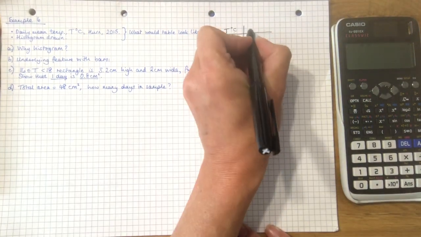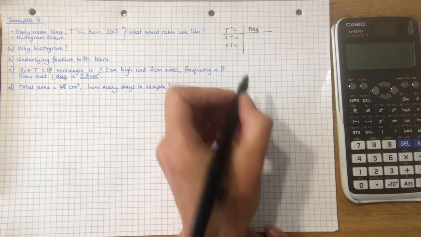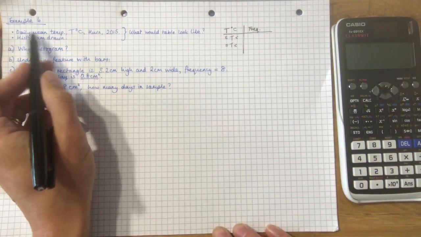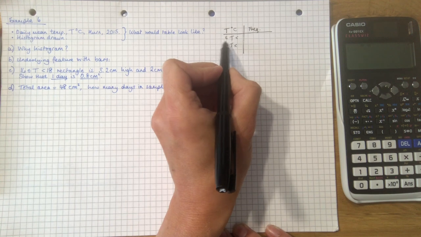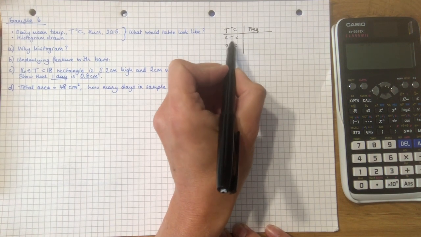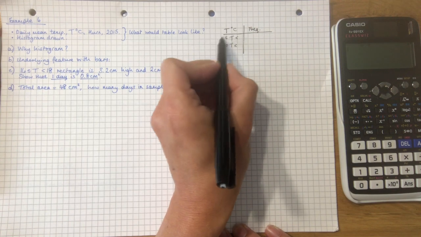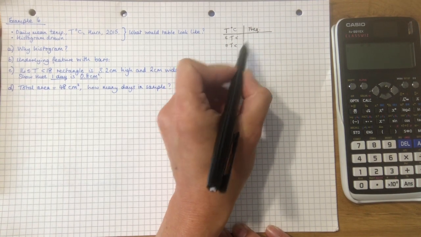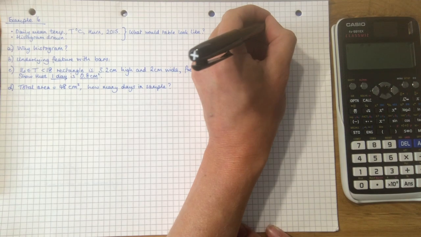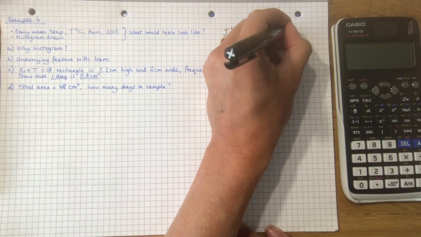And then this would be the frequency. Now, what does that frequency represent in this context? It's the daily mean temperature. So on a certain day, a temperature is measured. Whichever group it goes into, they mark it in here and they write how many days those temperatures occurred on. So the frequency here represents the number of days.